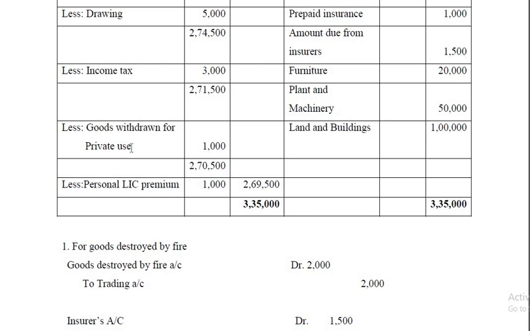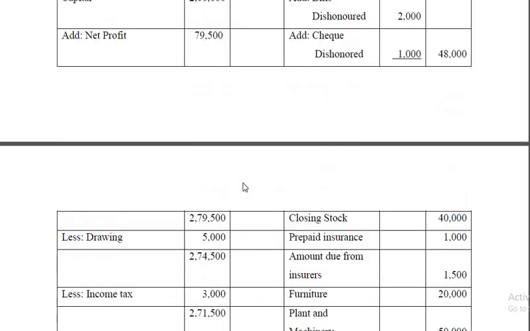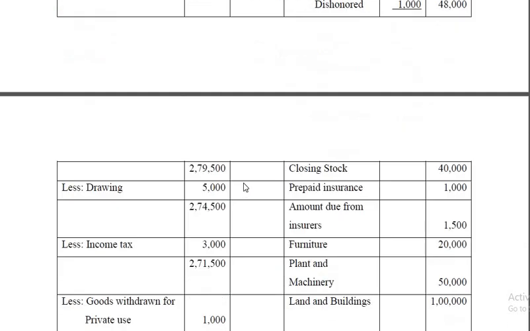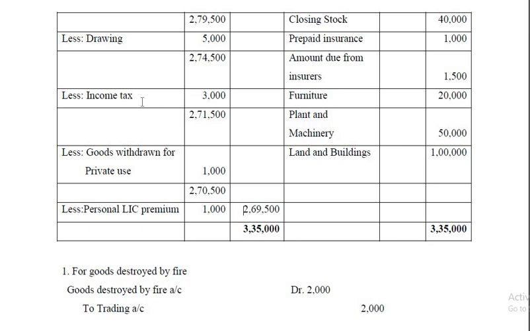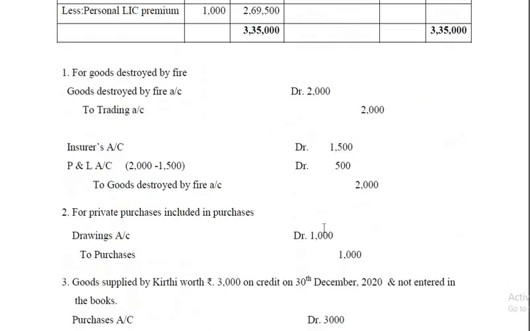Goods withdrawn for private use is nothing but purchases for private use. And personal LIC premium is paid from the business, so it is as good as drawings. So together, after deducting all these things, 2,69,500 is the balance of capital. Alright, we have entered everything in the balance sheet, and the total of the balance sheet is 3,35,000.